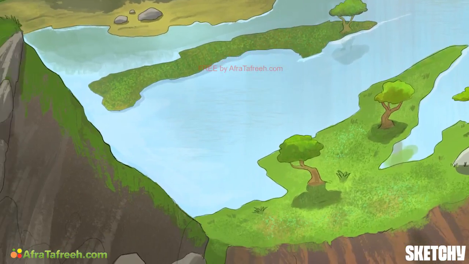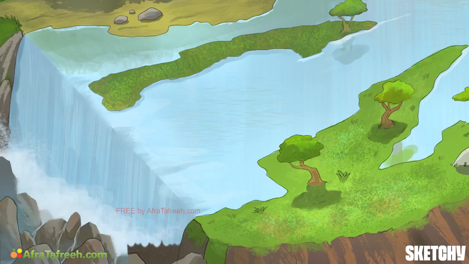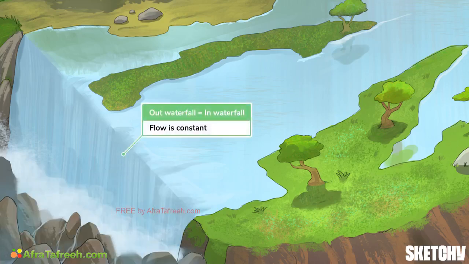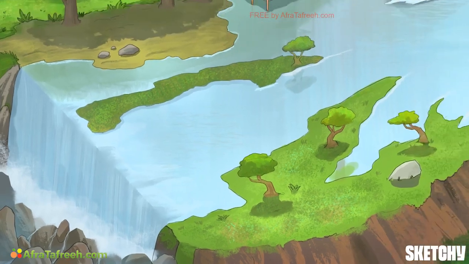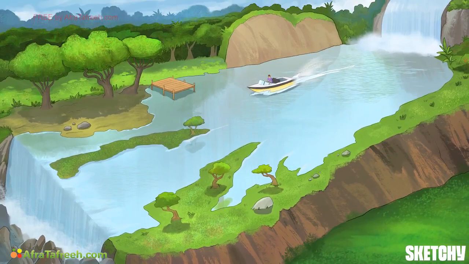It's important to remember that flow is constant, so the volume getting pumped out of the heart is the same as the volume coming back into the heart. To remind you of this important principle, take a look at this outflowing waterfall. It's circulating the same volume of water as its inflowing counterpart.